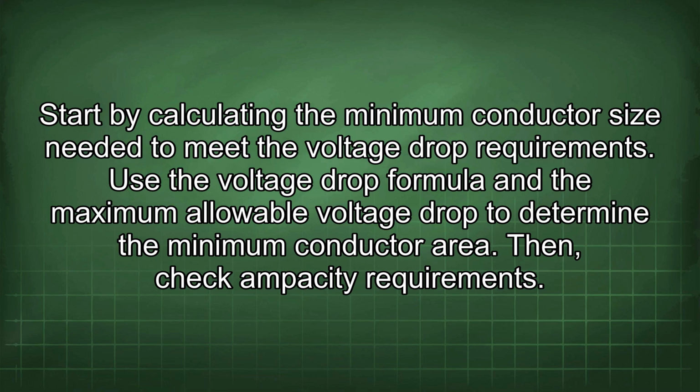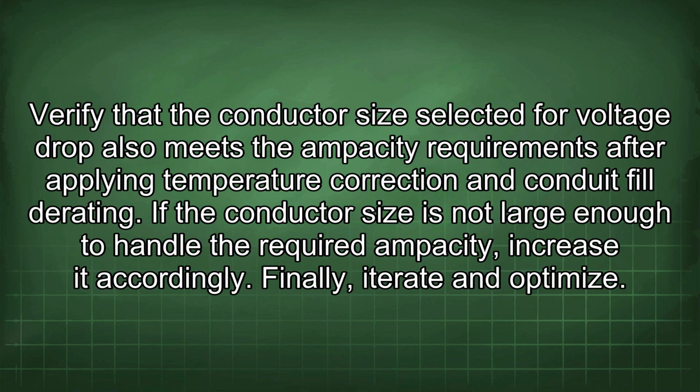Use the voltage drop formula and the maximum allowable voltage drop to determine the minimum conductor area. Then check ampacity requirements. Verify that the conductor size selected for voltage drop also meets the ampacity requirements after applying temperature correction and conduit fill rating. If the conductor size is not large enough to handle the required ampacity, increase it accordingly.